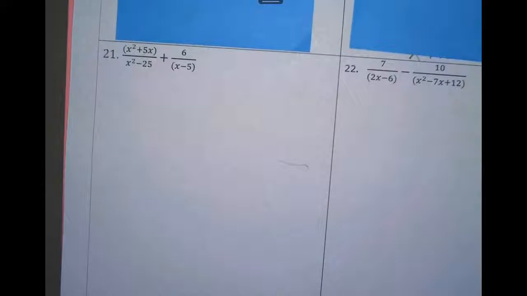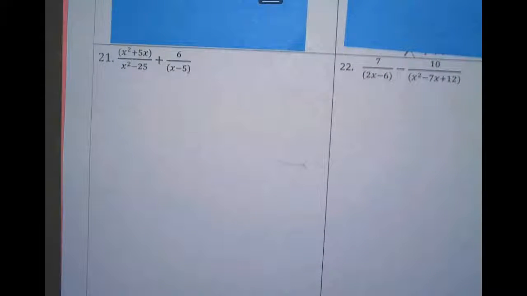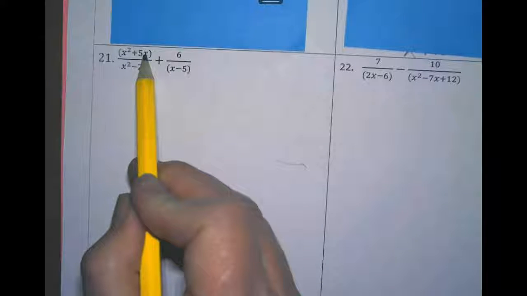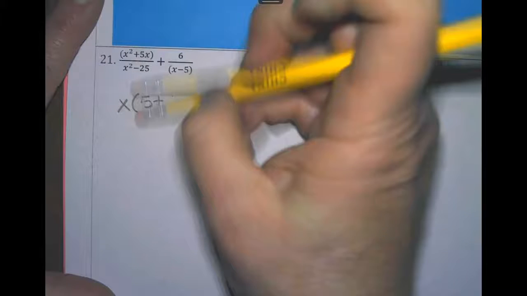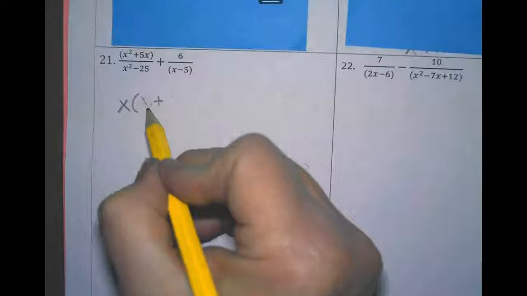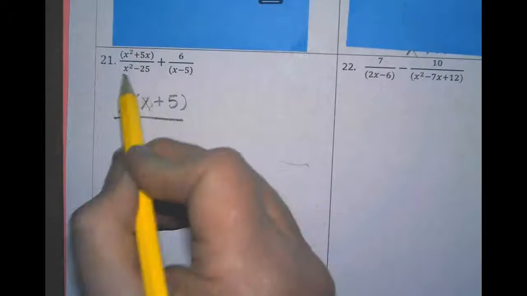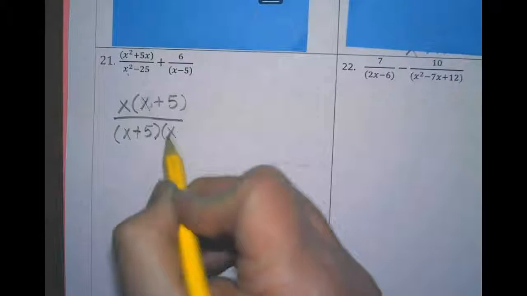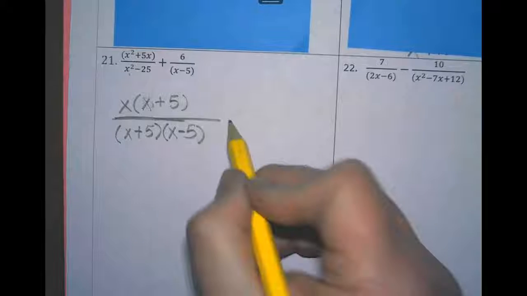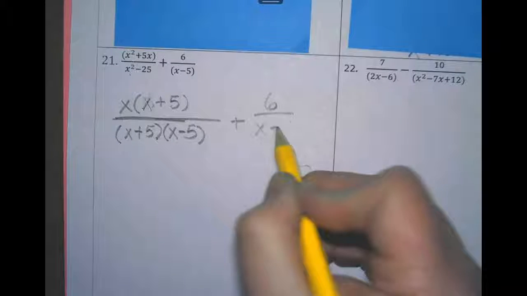Problem number 21 is an addition problem. So I need to find a common denominator. So this is going to factor into x plus 5, x minus 5. This is going to be x minus 5.